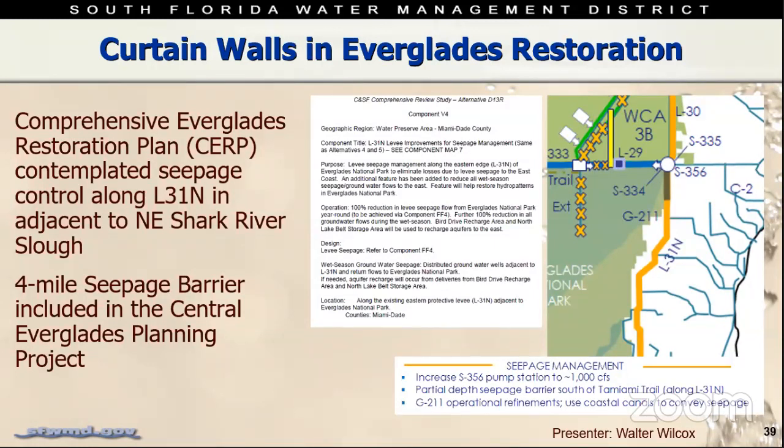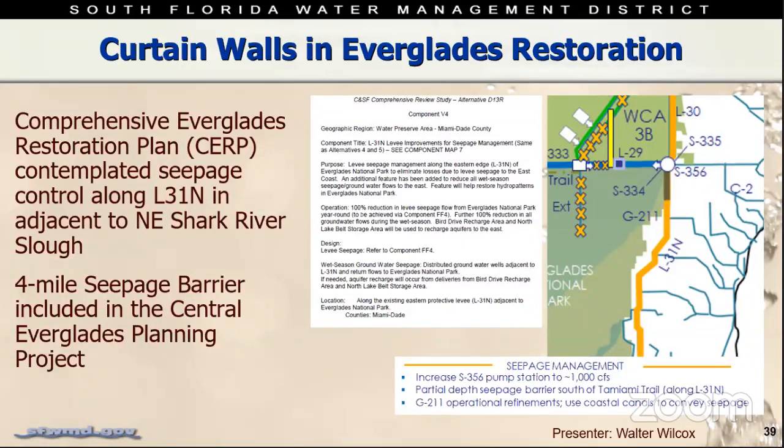But basically some idea that water needed to be captured as it seeped out of the natural system and toward the managed system, and returned back to the natural system or retained in the natural system, was a component that was around since the very beginning of the restudy.